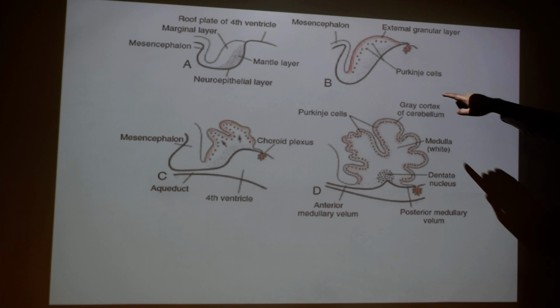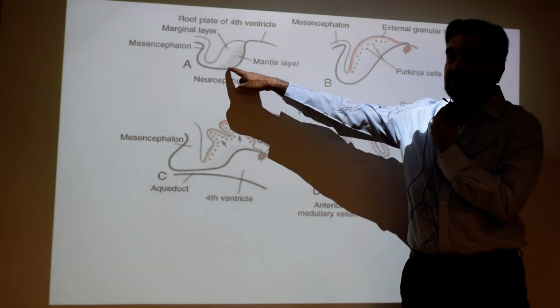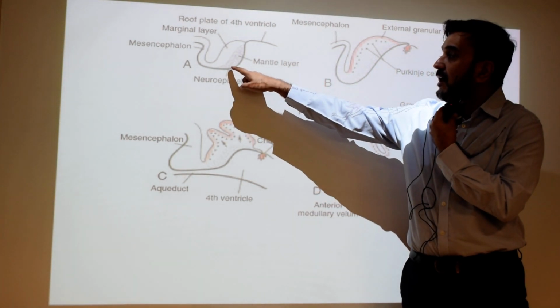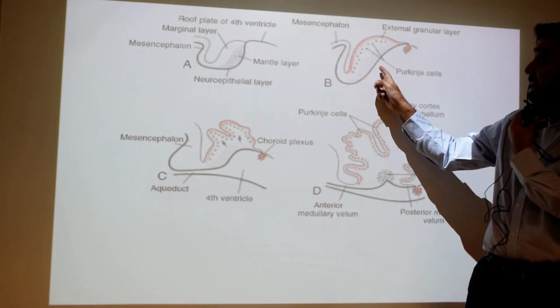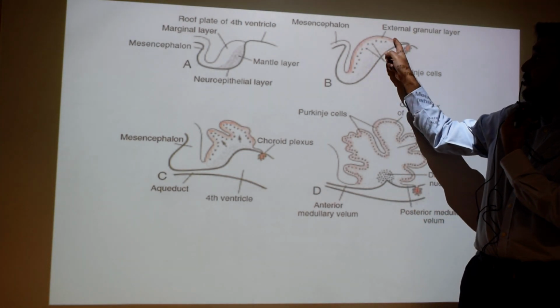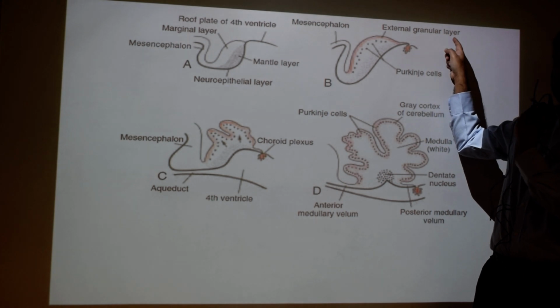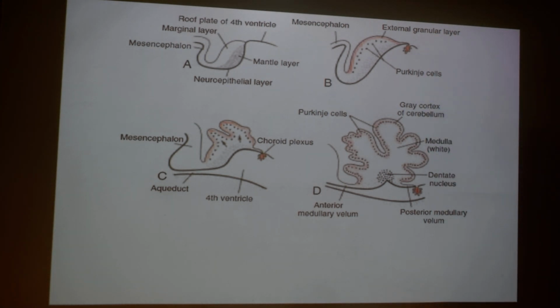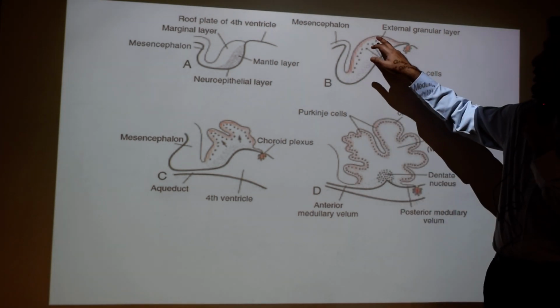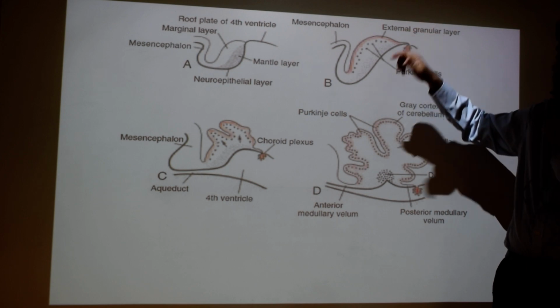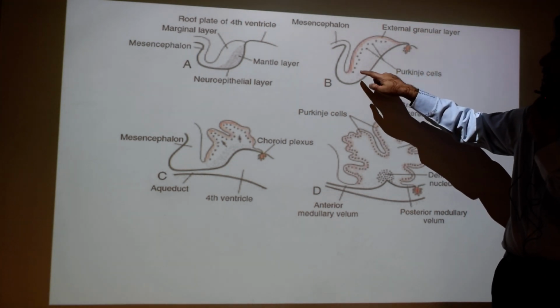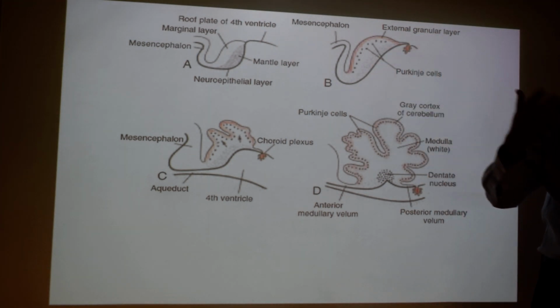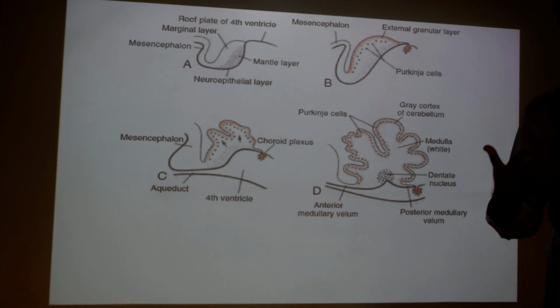So initially, you have the neuroepithelial cell layer, which is here, and these cells come out from the neuroepithelial cells. They migrate to the top, giving rise to the external granule layer. This external granule layer is a proliferating layer, and it is going to give rise to the cells which you would see in the molecular layer, to the Purkinje cells, and to the granule cells which you see in the definitive cerebellar cortex.